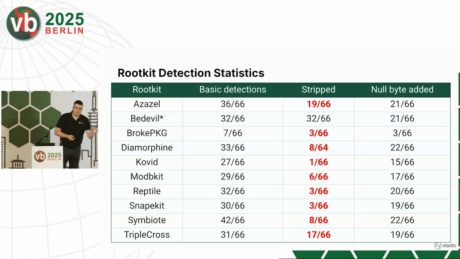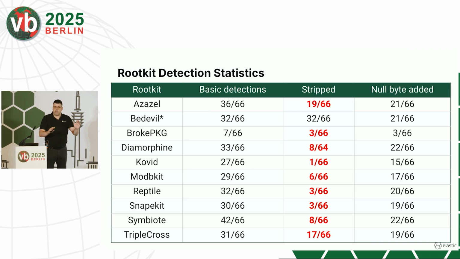What we then did is we took that file and we stripped the debugging symbols. Nothing else, just stripped debugging information. Uploaded it again, and you see that we dramatically reduced the detection size, just purely based on the files. Some of the engines were just completely gone. Like, one detection was left for Diamorphine.